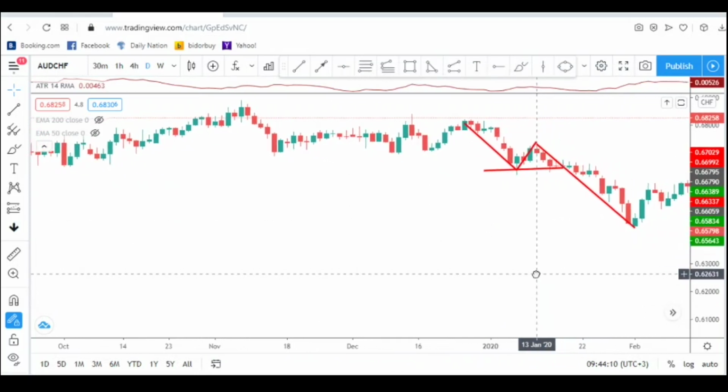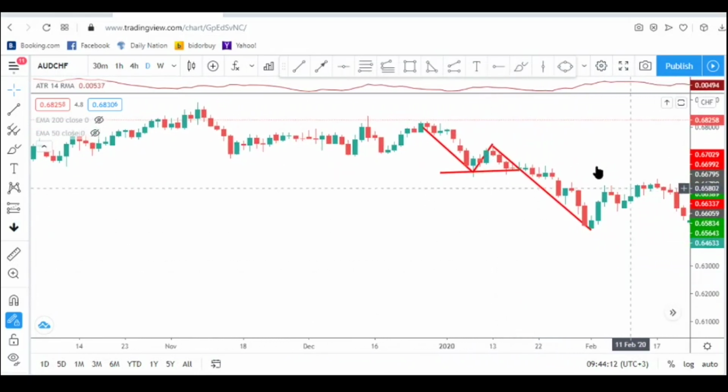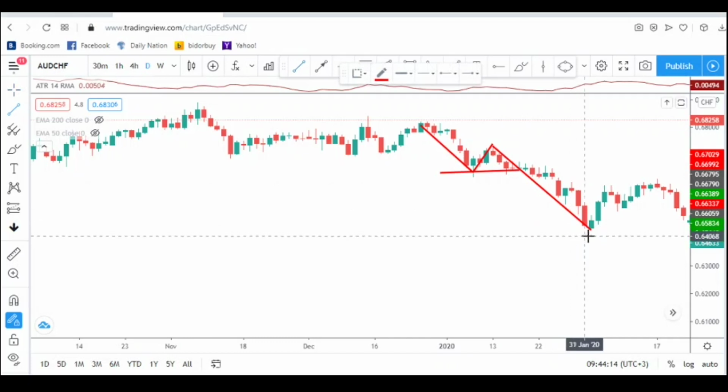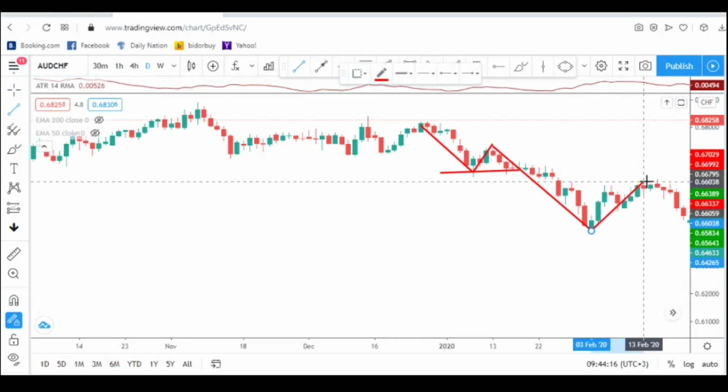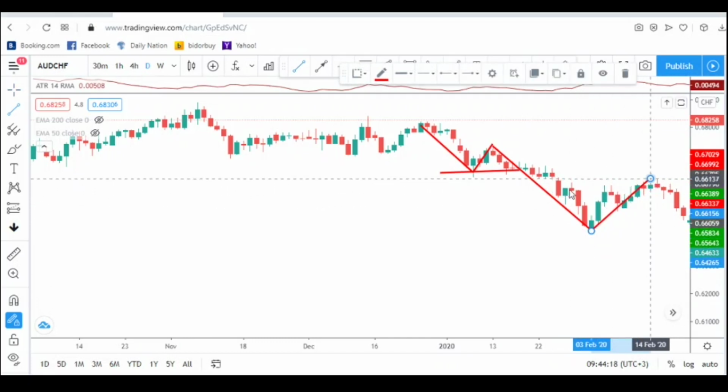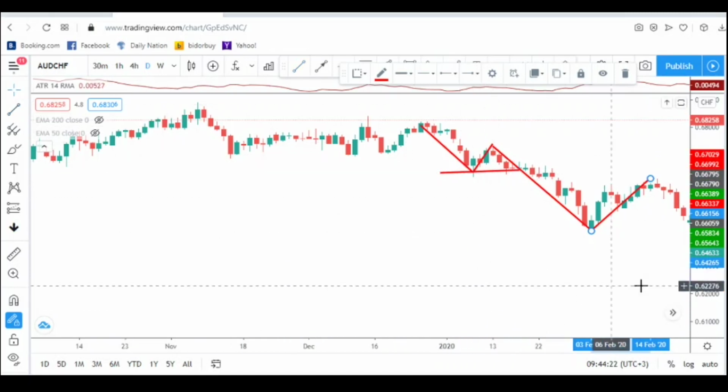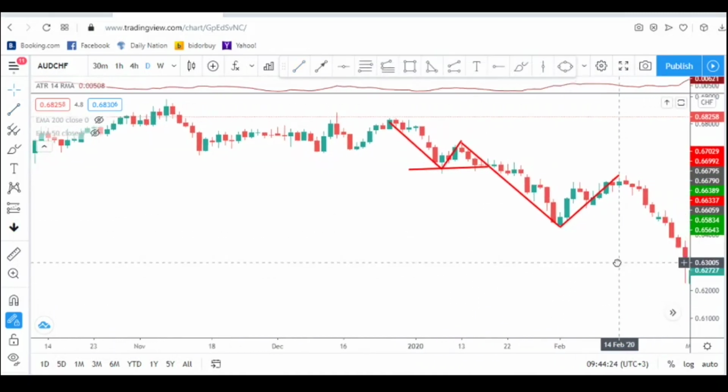Let's say the pullback. We have the pullback here. The pullback is exactly here. It has made a pullback to this support level. After this has happened, then you look for a confirmation to sell the market.